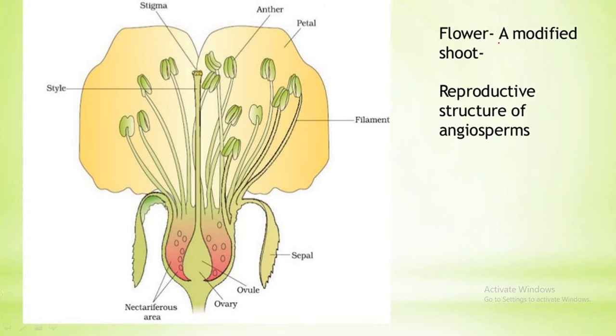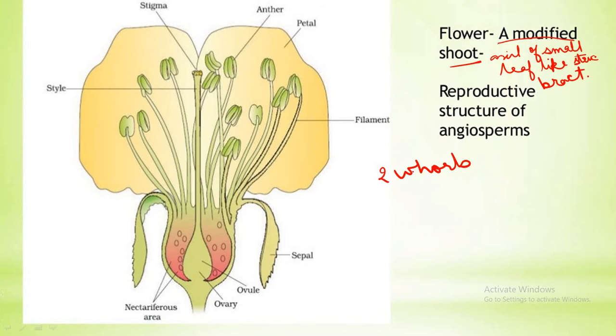Okay, so just now we have studied that flower is a modified shoot which arises on the axil of a small leaf-like structure which is called bract. And we have studied that there are 4 whorls. The 2 lower whorls are the calyx and corolla.